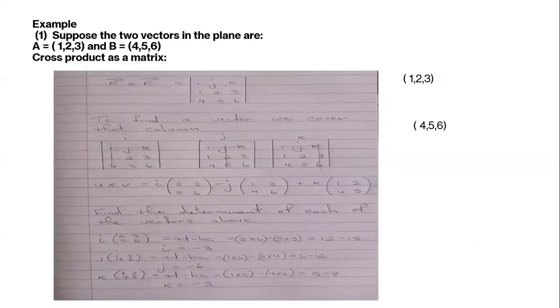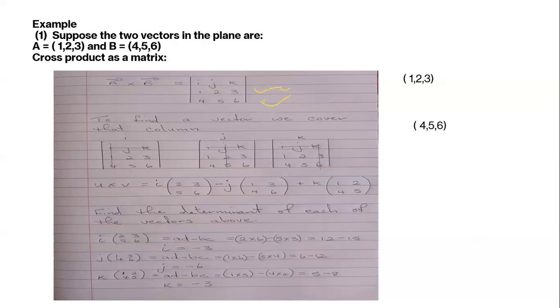Good. So here's an example. Suppose the two vectors in a plane are A, which is 1, 2, and 3, and B, 4, 5, and 6. So to find the cross product, A times B, we write that in terms of a matrix. So here is the matrix, I, J, K, and here is vector A, and here is vector B.